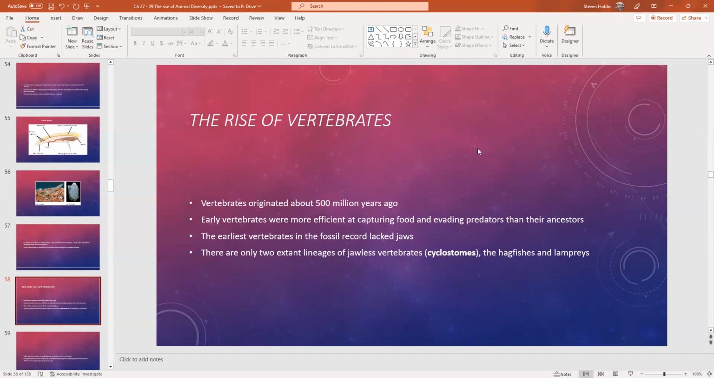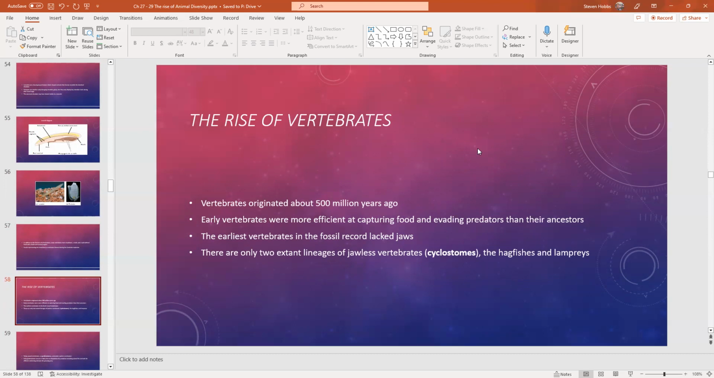The earliest vertebrates in the fossil record lacked jaws. Oh, they didn't have jaws. Well, how did they bite things? Cool thing, they just used suction. They'd grab on, pull on, and stab the teeth into that tissue.